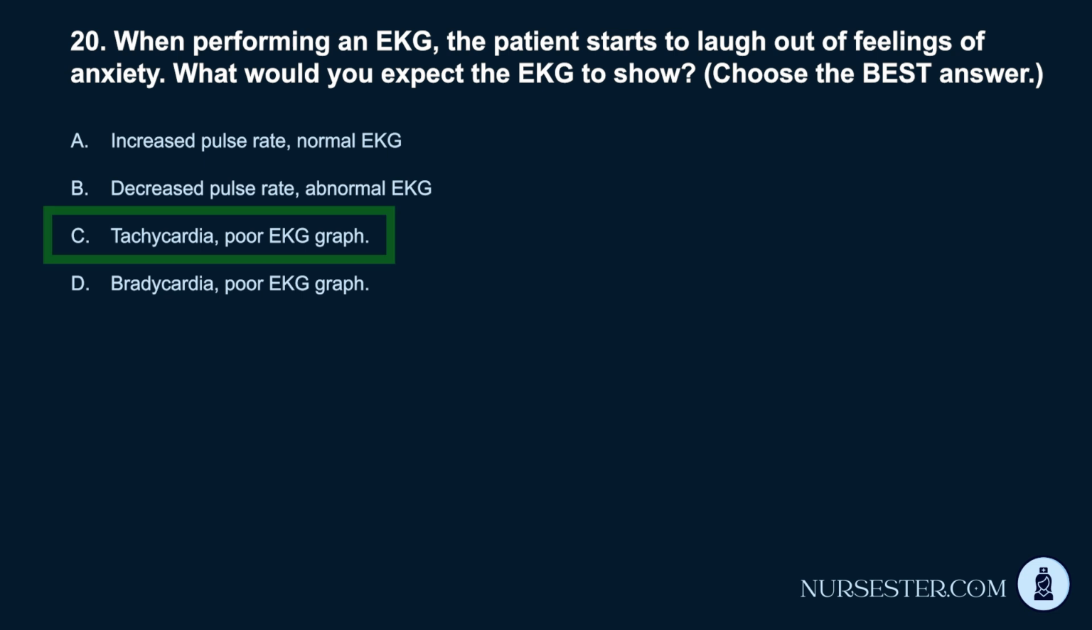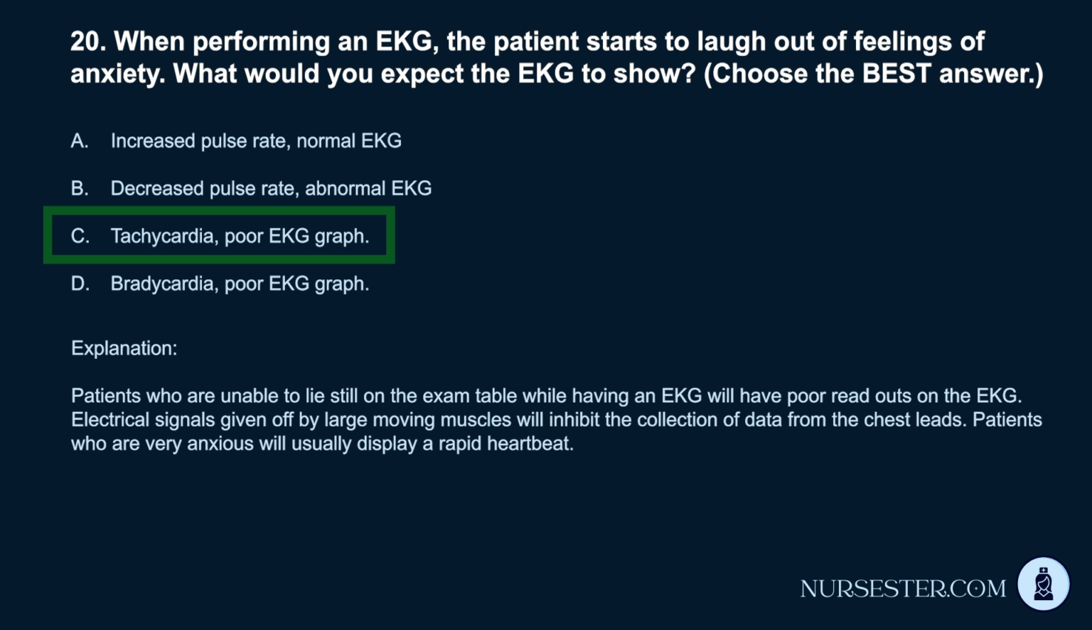Correct answer, C. Tachycardia, poor EKG graph. Patients who are unable to lie still on the exam table while having an EKG will have poor readouts on the EKG. Electrical signals given off by large moving muscles will inhibit the collection of data from the chest leads. Patients who are very anxious will usually display a rapid heartbeat.